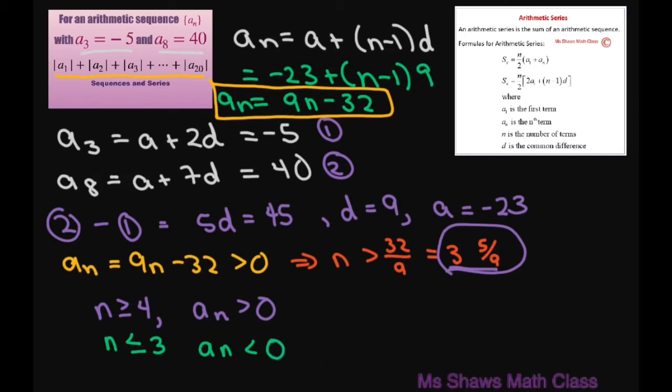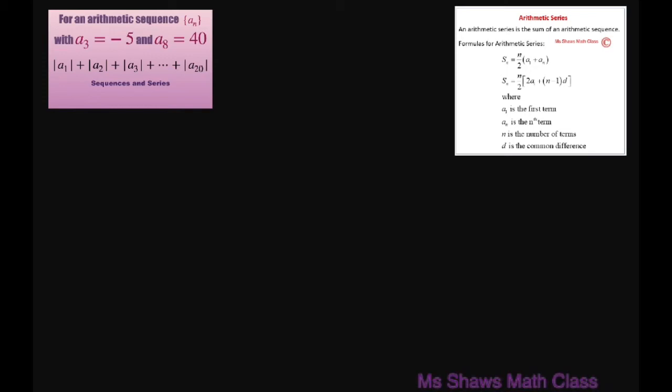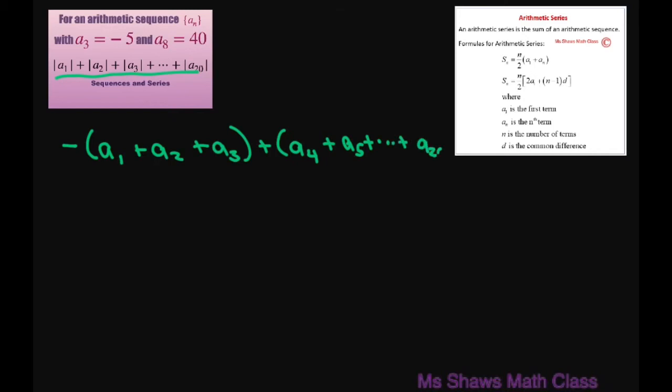All right. So how we can rewrite our equation is, instead of absolute value signs, I can write my first three terms as negative. That would be minus (a sub 1 plus a sub 2 plus a sub 3). And then my next terms are going to be positive. So that's going to be a sub 4 plus a sub 5 plus all the way to a sub 20.